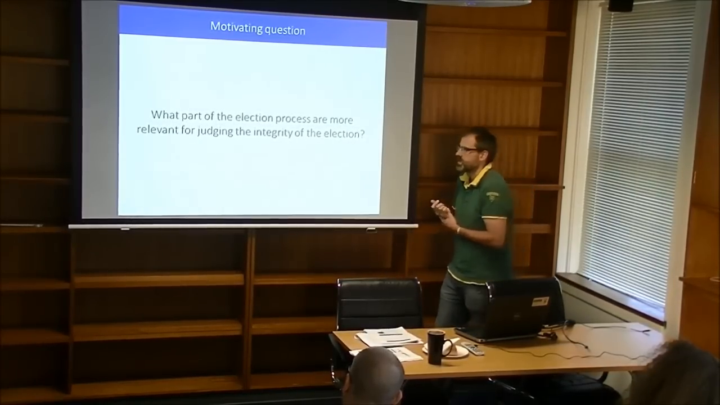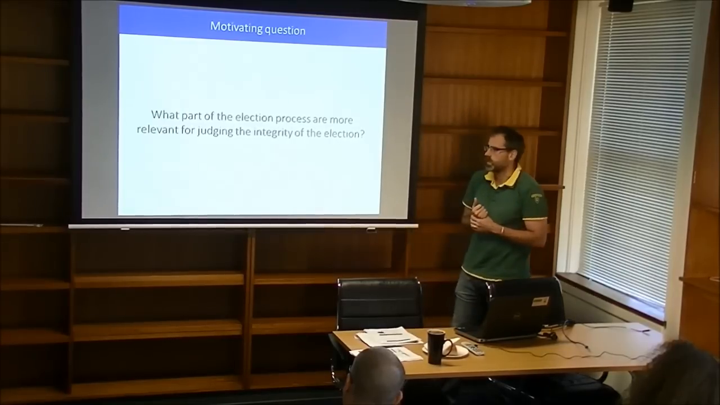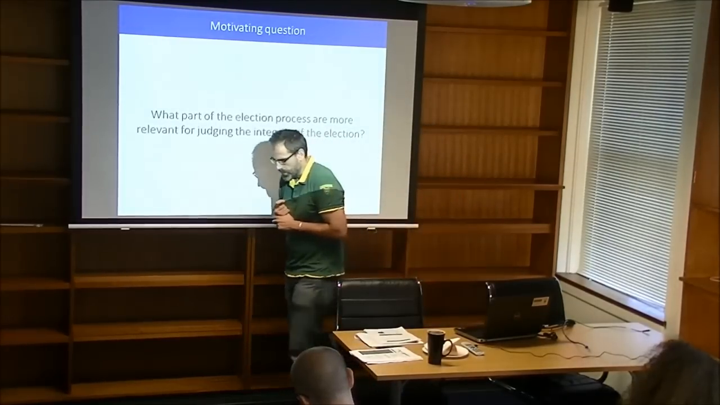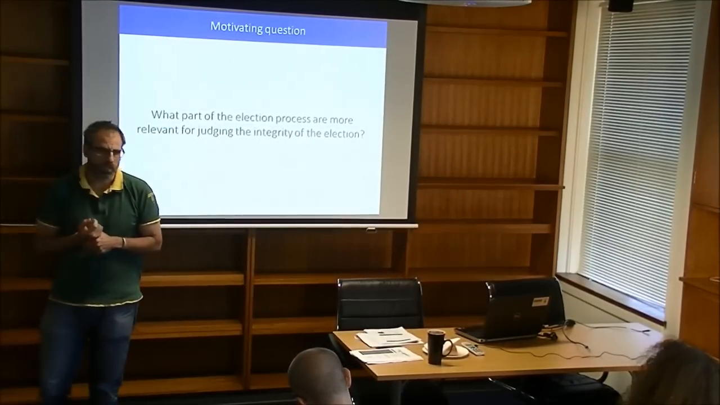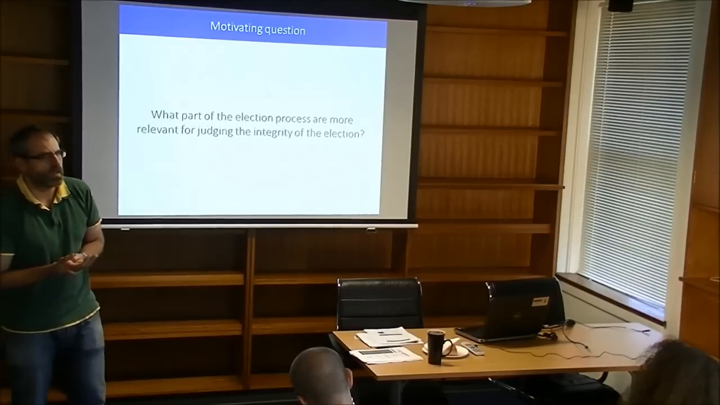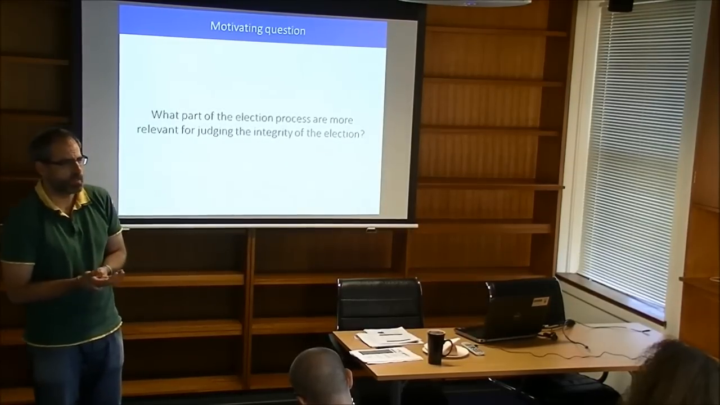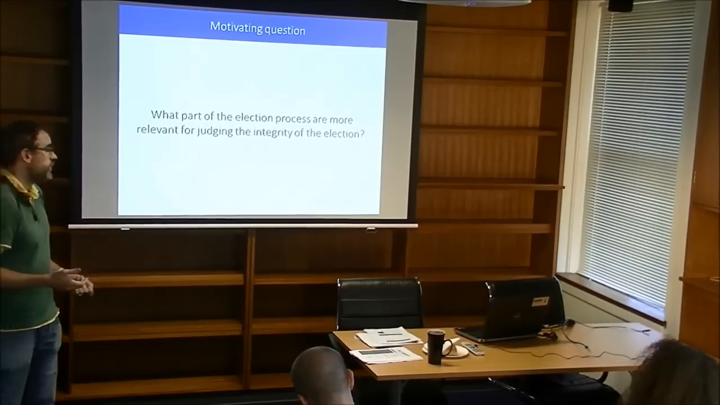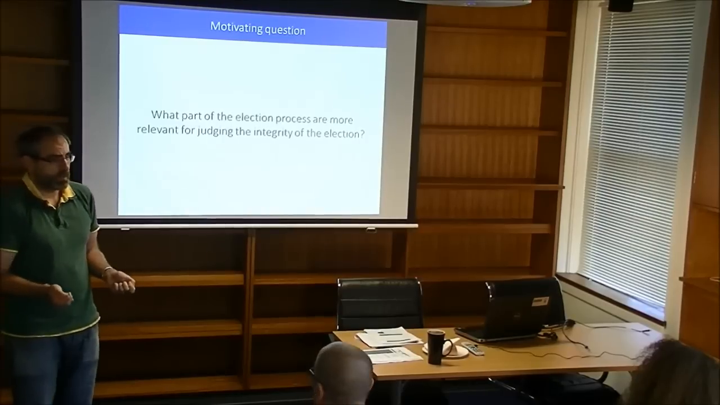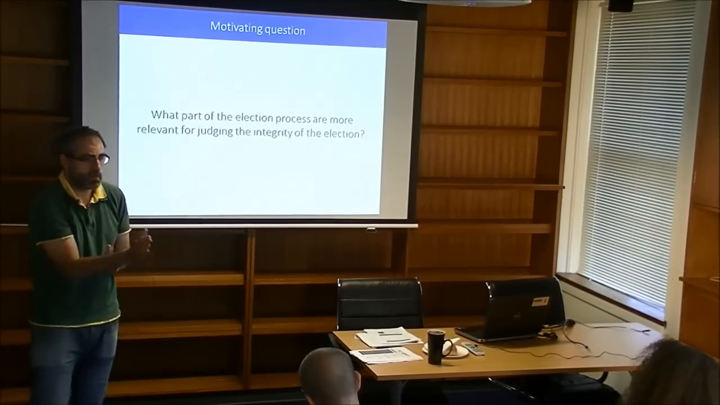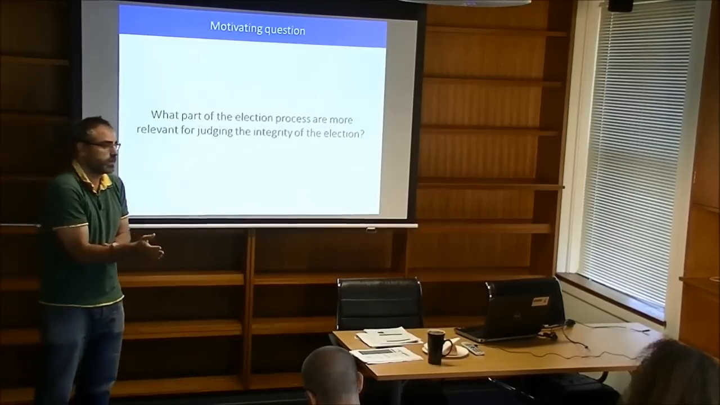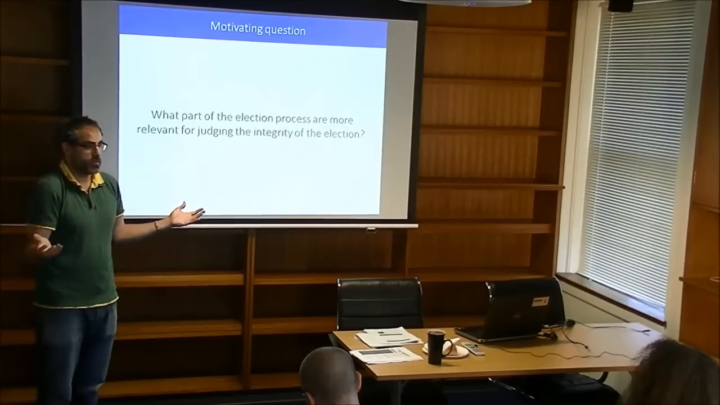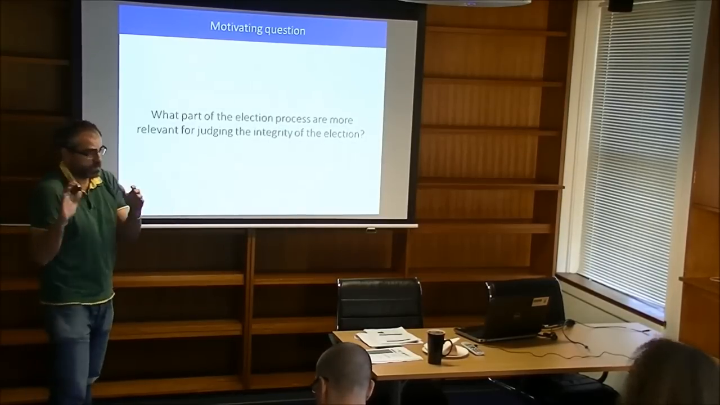Which part, or which parts, of the election process are more relevant for judging the integrity of the election? This question is not only theoretically interesting and unexplored, but also has very clear policy implications. A lot of organizations pour a lot of money into elections, either for observing elections or afterwards or previously, but we still don't have a very clear account of where you should put your money.